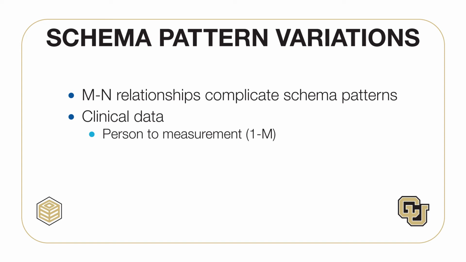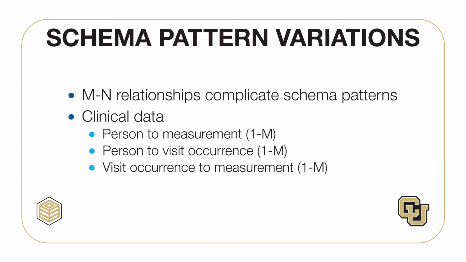The other fact tables have one-to-many relationships with visit occurrence and person. For example, one-to-many relationships exist from person and visit occurrence to measurement and observation. Measurement and observation are associative entity types representing many-to-many relationships. Thus, the ERD for the standardized clinical data complicates the standard schema patterns with many-to-many relationships.